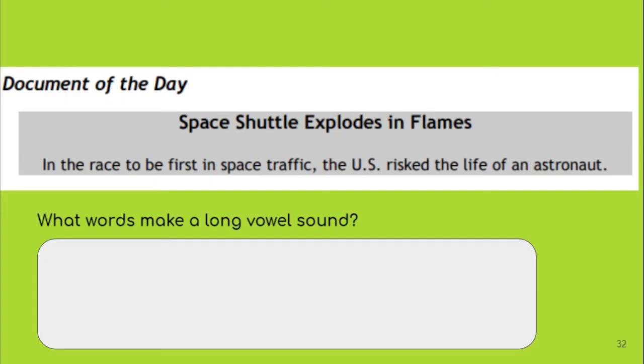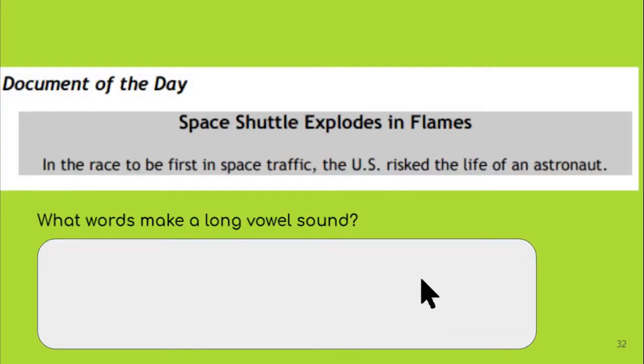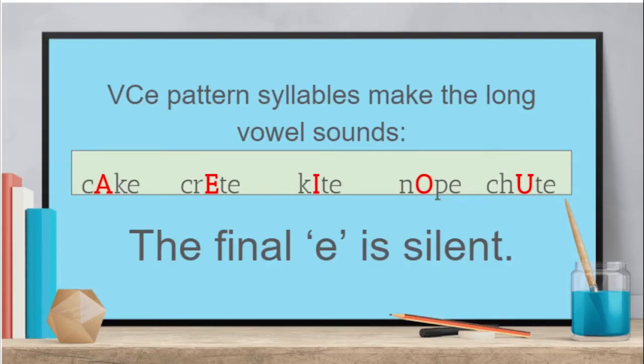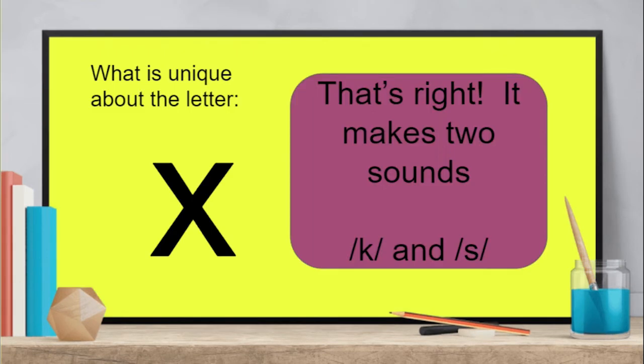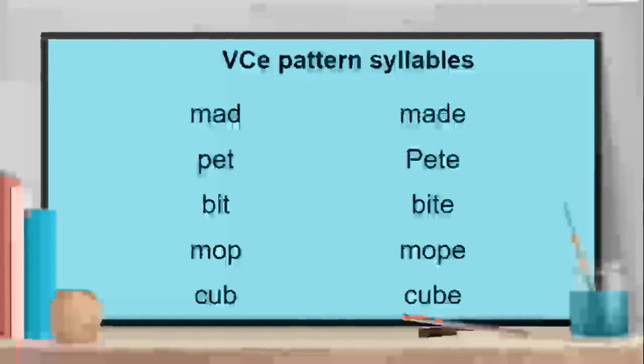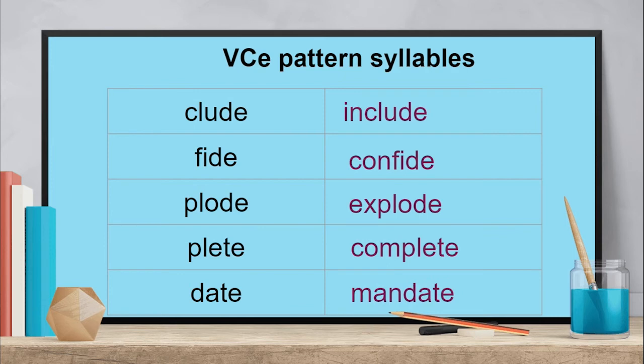Then we're going to talk about the VCE pattern. The VCE pattern makes a long vowel sound. It happens by putting an E after a consonant that is after a vowel. So it goes vowel, consonant, silent E. There's a lot of words that fit this pattern in English. Look at the ones that fit it here in this story. We'll talk about the X that makes 2 sounds. We'll really focus in on this long vowel sound, so how mad becomes made and pet becomes Pete, etc., and how we can also do this with different syllable parts.